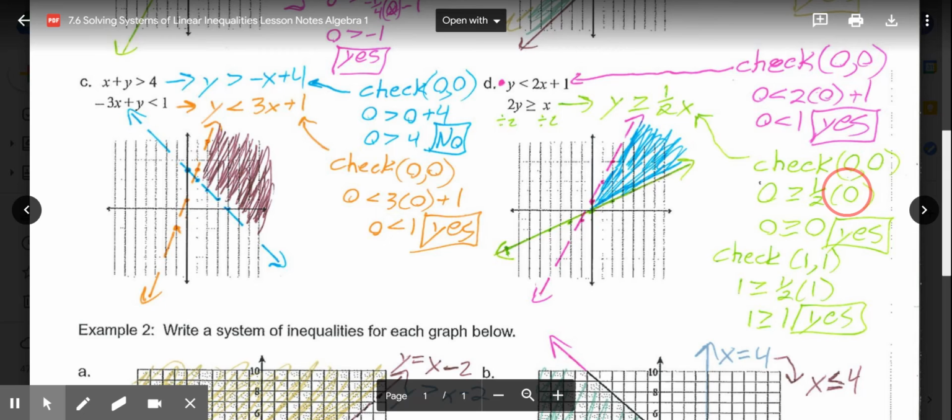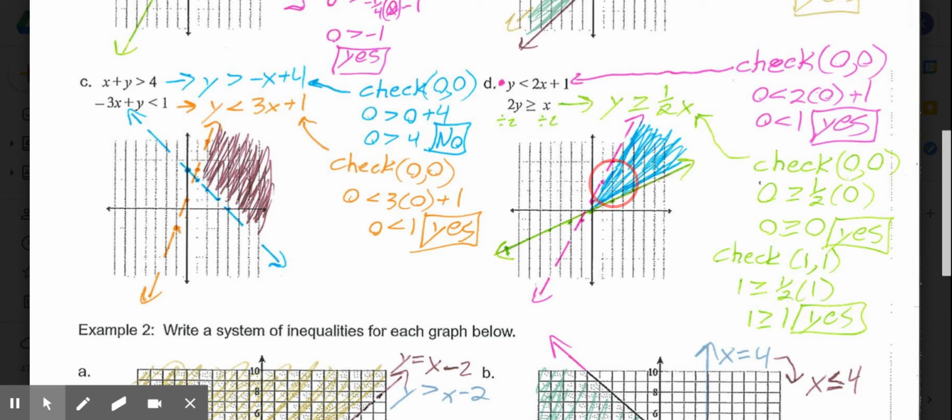So we don't want to check 0, 0. Instead, we want to pick another point that's not on that graph to check. So I'm simply going to check 1, 1. So in this case, plugging in a 1 for x and a 1 for y, we have 1 is greater than or equal to 1/2 of 1. 1/2 of 1 should be a 1/2 here, not a 1, but is 1 greater than 1/2? Yes, it is. So in that case, we'd be shading toward the 1, 1, which would be above the green line. So we're to the right of the pink, above the green, which is this region right up here.